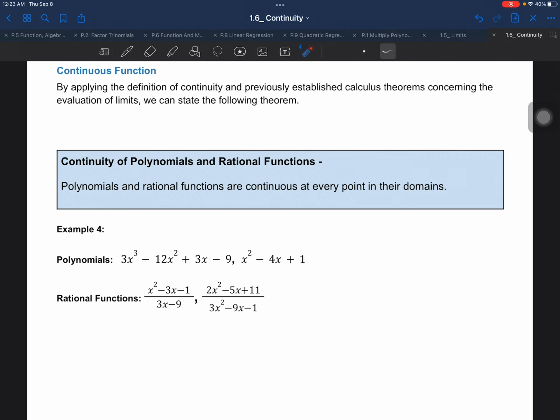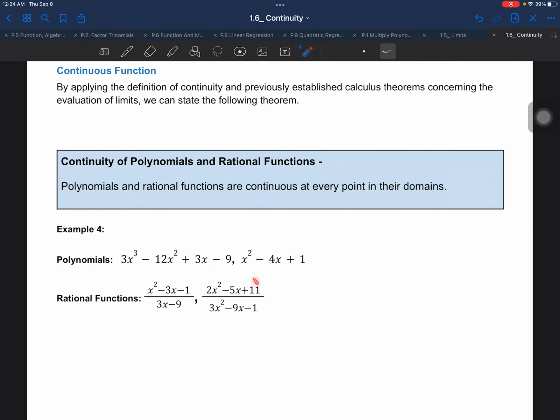The other one that we want to discuss is rational functions. Rational functions are continuous, but we gotta be careful because they're only continuous in their domain. So, for example, we know that x cannot equal 3, because then you have a 0 in your denominator, and the whole thing is undefined. So we know that it's not gonna be continuous at x equals 3. But other than that, it is continuous.